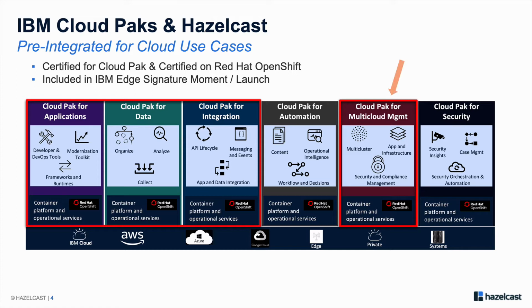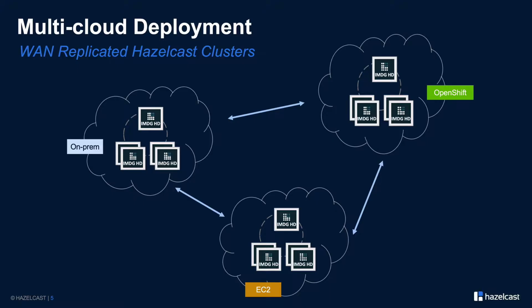But in this tutorial, we are particularly keen on multiple cloud management. And for the rest of this video, we will look at how Hazelcast enables deployment and managing of distributed clusters across multiple clouds. So we'll see a short demo of 3 different Hazelcast clusters deployed on OpenShift, AWS EC2, and on-prem, basically my laptop, and how they communicate with each other when applications begin to use them.